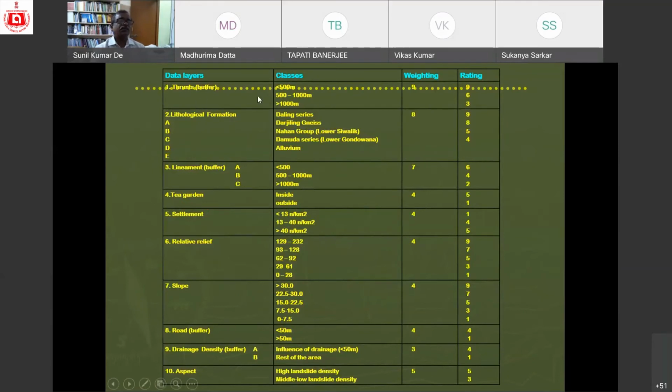This is thrust. This can be drawn from secondary sources; lithological formation from a GSI map or ONGC map we can do. Lineament is also from a secondary source. Tea garden also we can draw from a secondary source. After that we need to rectify from the field. Then settlement, relative relief, slope, then road, drainage, aspect: these 10 parameters. Initially, BIS proposed 13 parameters, but some of the parameters are not valid in Darjeeling. That is why we have reduced them.